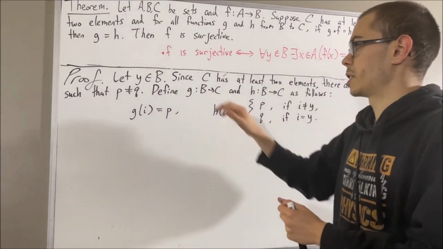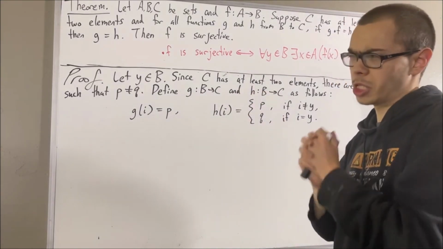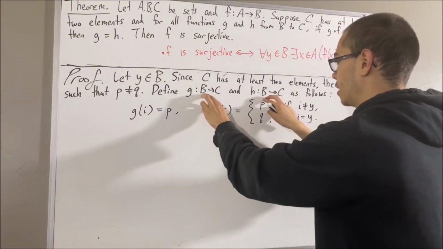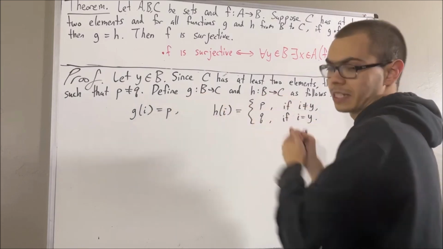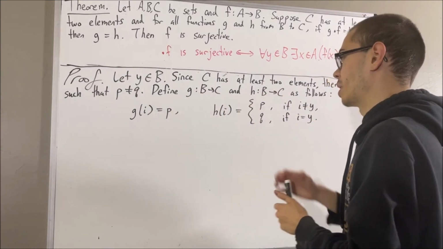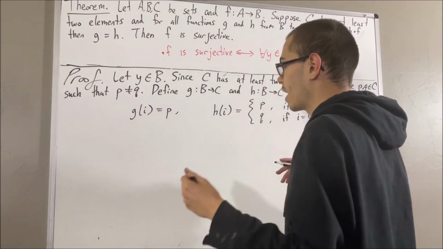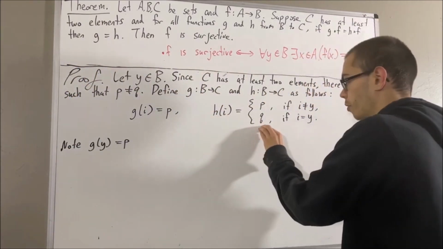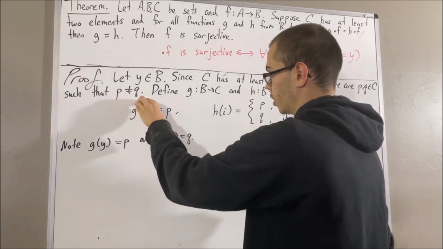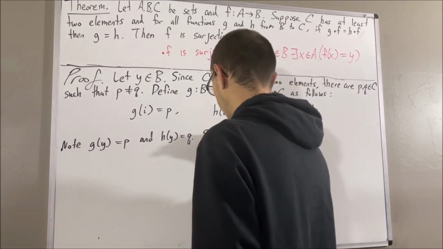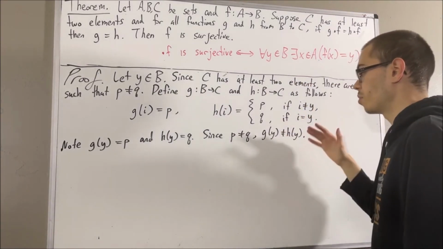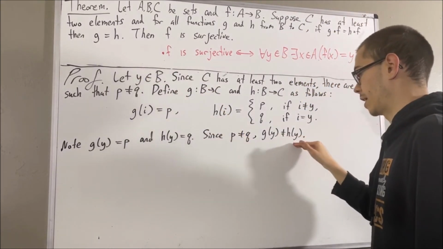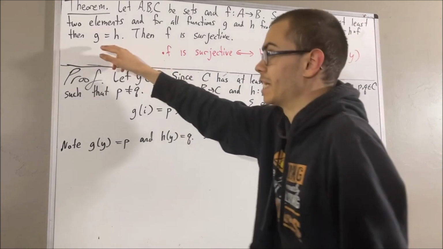So let's show that G is not equal to H. How do we show that G is not equal to H? Well, we need to find at least one element X in B, such that G of X is not equal to H of X. We're going to show that G of Y is not equal to H of Y. To see how, note that G of Y is equal to P, and H of Y is equal to Q. Since P is not equal to Q, it follows that G of Y is not equal to H of Y. So there exists an element in B, namely Y, that satisfies G of Y is not equal to H of Y. And that tells us that G is not equal to H.